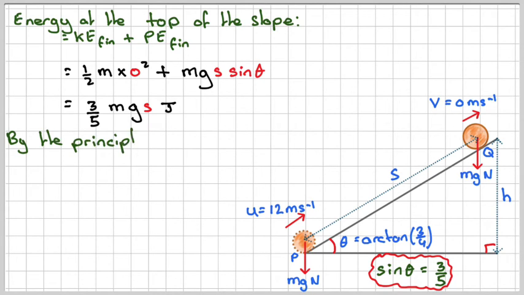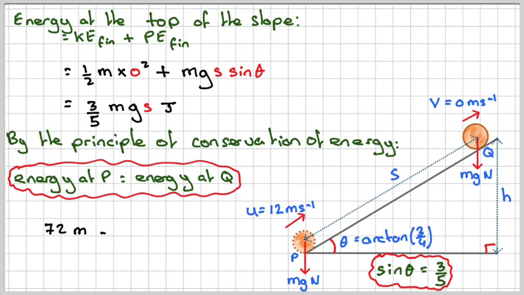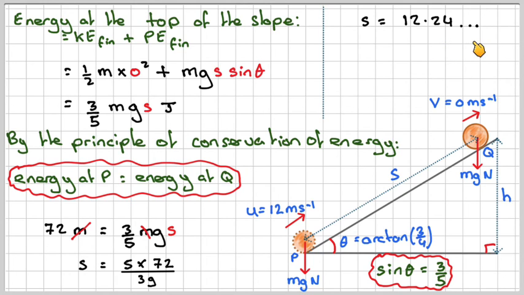Right, by the principle of conservation of energy, and there's no friction here, the energy at P must be equal to the energy at Q. So the energy at P was 72m, and the energy at Q was 3/5 mgs. Now m occurs in both, so we can cancel those out. And then we can do 5 times 72 divided by 3g. Taking our calculator out, that will give me 12.24. Normally we give our answers to 3 significant figures, so that will give an answer of 12.2 meters.